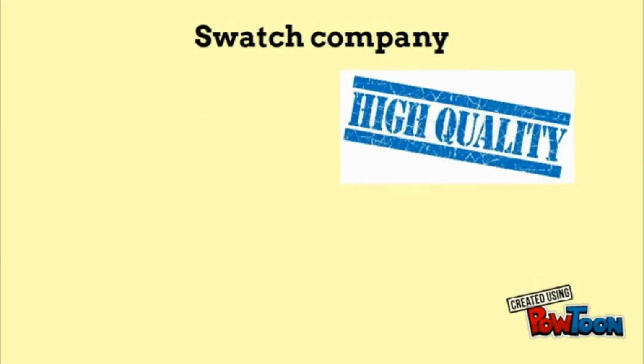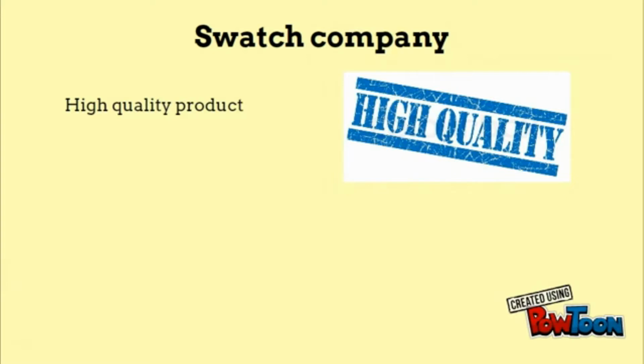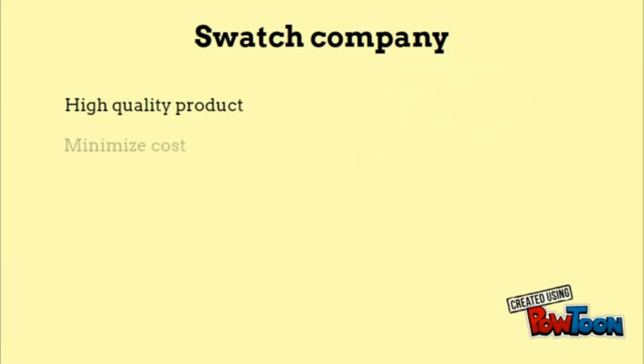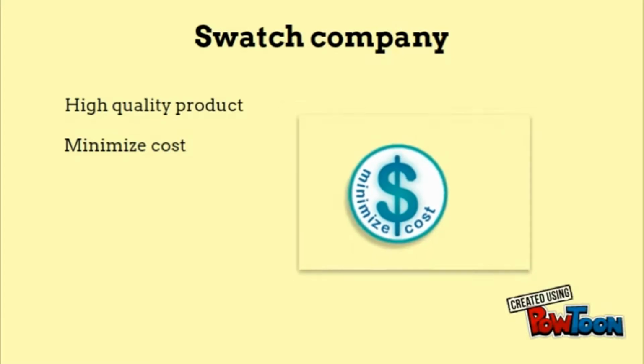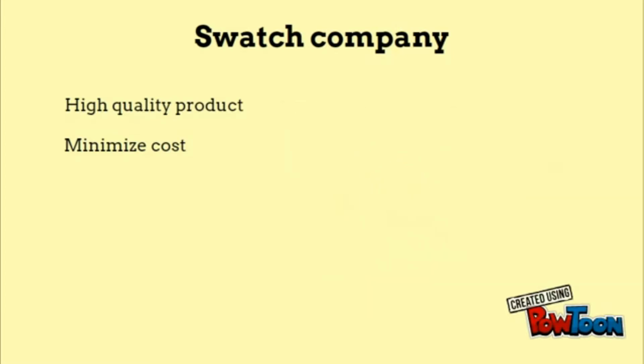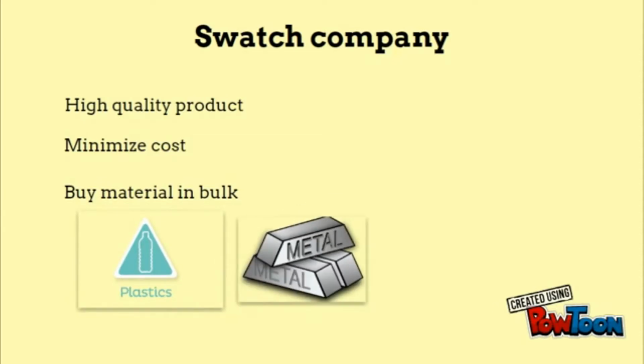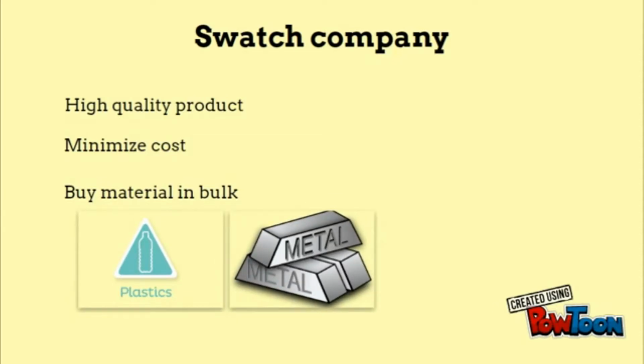From the previous example, which is the Swatch company, they produce a high quality product, but they are able to minimize their costs. Since they want to distribute 7,000 units of Swatch Original product, they will buy materials such as plastics and metal in bulk. So, they manage to lower their costs.